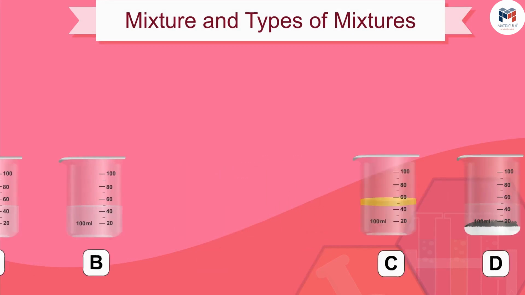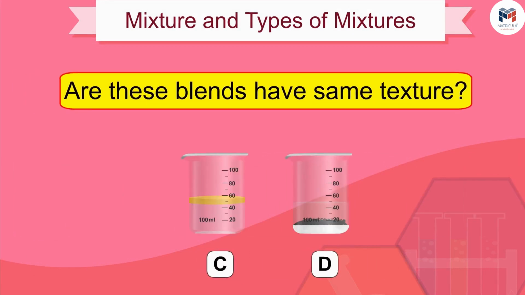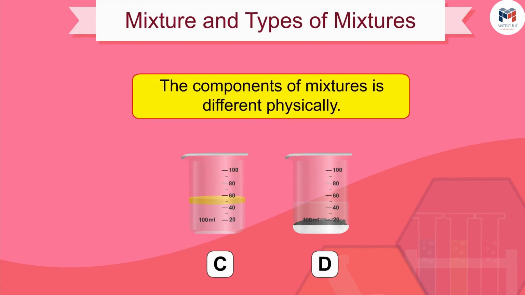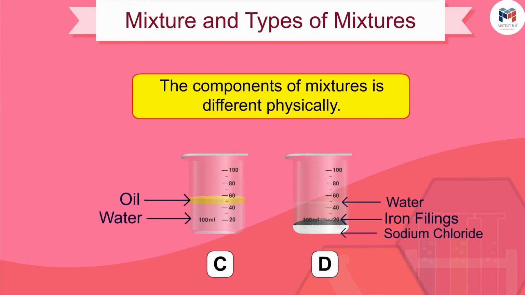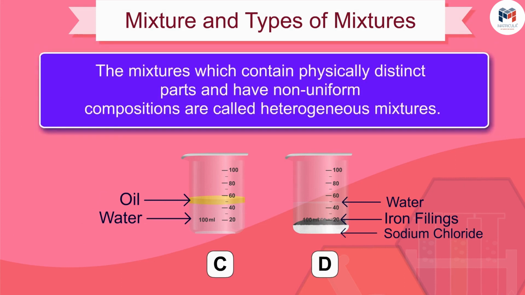Now look at the mixtures of beaker C and D. Are these blends of the same texture? The components of mixtures obtained in C and D beakers is different physically. The mixtures which contain physically distinct parts and have non-uniform compositions are called heterogeneous mixtures.